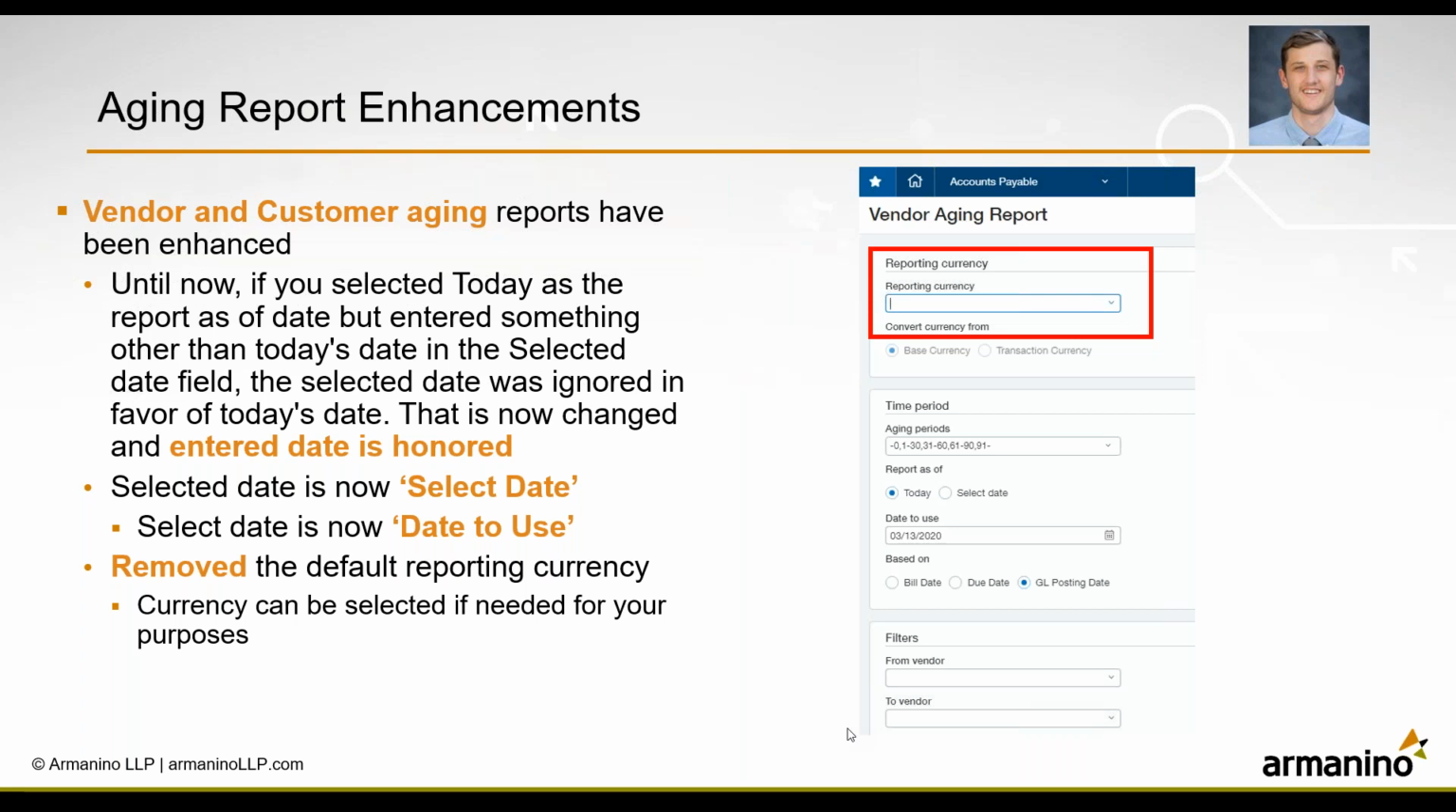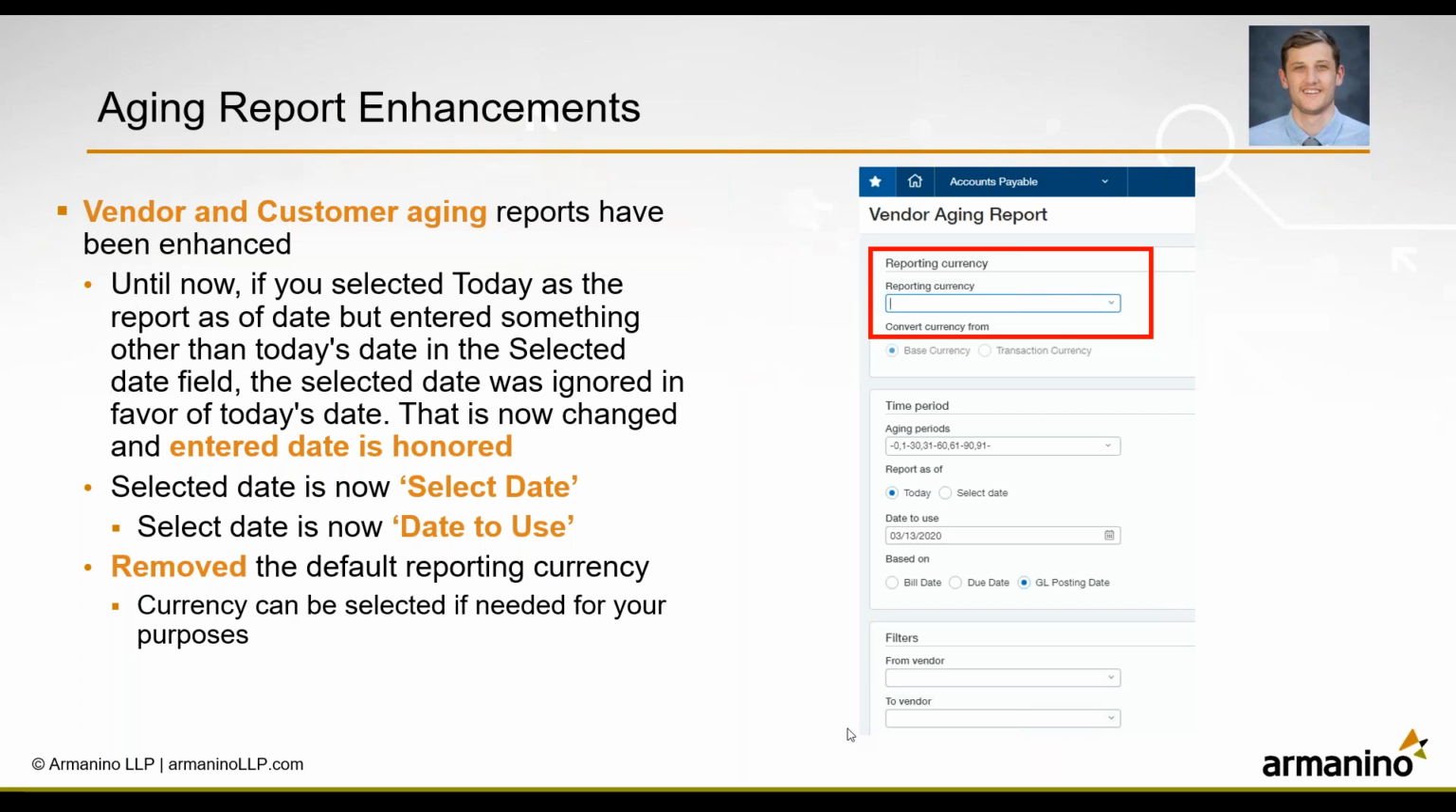And then continuing on with some aging report enhancements, kind of just touching on what we just talked about, but to make things more clear, labels in the time period section have been changed. So you'll see there that selected date is now going to be shown as select date. It's that radio button right there. And what used to be select date is now date to use. And so that's the filter right there where you're going to add in the actual date that the report's going to run.